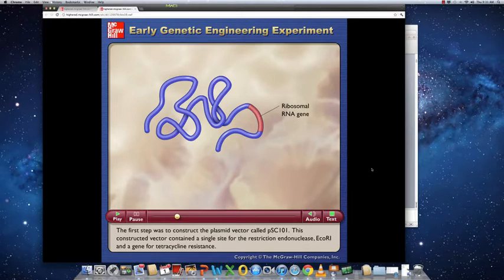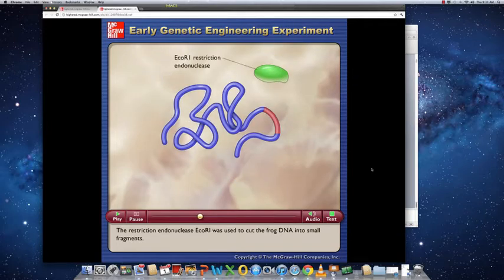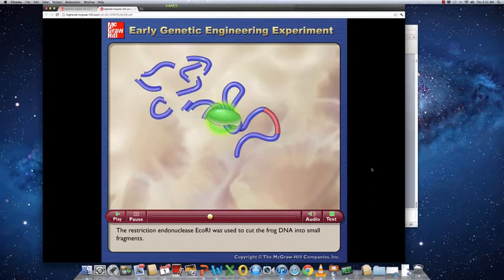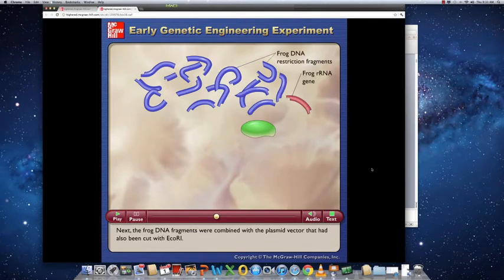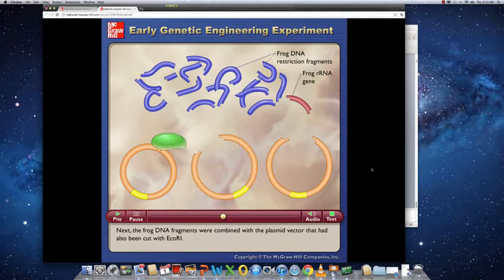The first step was to construct the plasmid vector called PSC-101. This constructed vector contained a single site for the restriction endonuclease EcoR1 and a gene for tetracycline resistance. The restriction endonuclease EcoR1 was used to cut the frog DNA into small fragments. Next, the frog DNA fragments were combined with the plasmid vector that had also been cut with EcoR1.